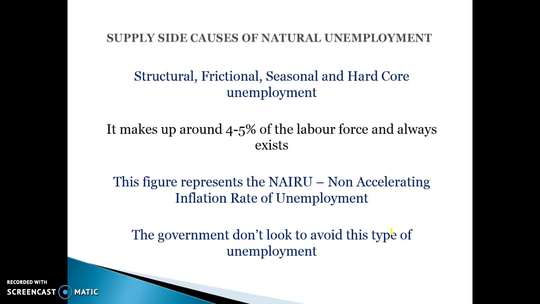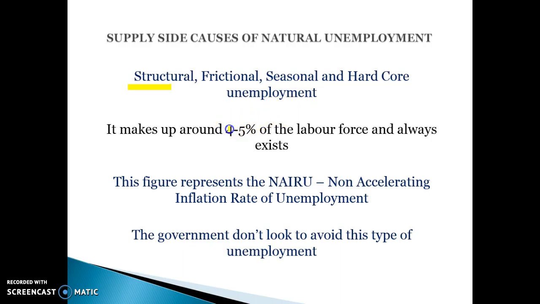Okay, then we've got the supply side causes of natural unemployment. And these ones are a little bit harder to get your head around because there's a whole range of different things. You need to be aware of structural, frictional, seasonal, and hardcore unemployment. These are the different types of unemployment. Disguised unemployment is not a type of unemployment really because they're actually employed, they've got a job. So be careful, disguised unemployment is not a form of unemployment. It's just a word they use for people that are underemployed.